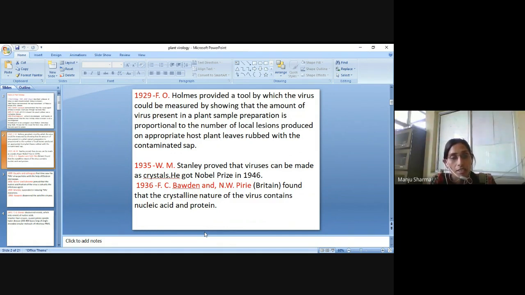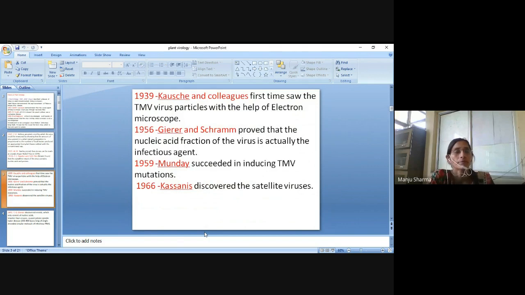In 1936, F.C. Bawden and N.W. Pirie of Britain found that the crystalline virus contains nucleic acid and protein. In 1939, Kausche and colleagues for the first time showed TMV virus particles with the help of an electron microscope. In 1956, Gierer and Schramm proved that the nucleic acid fraction of the virus is actually the infectious agent.